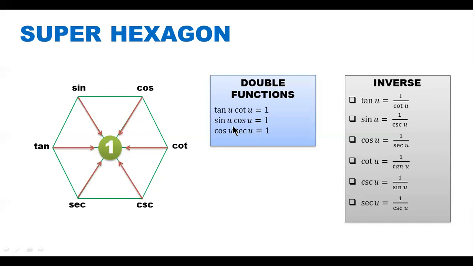Merong typographical error dito, which is yung cosine. This should be cosecant. Okay? Cosecant u.